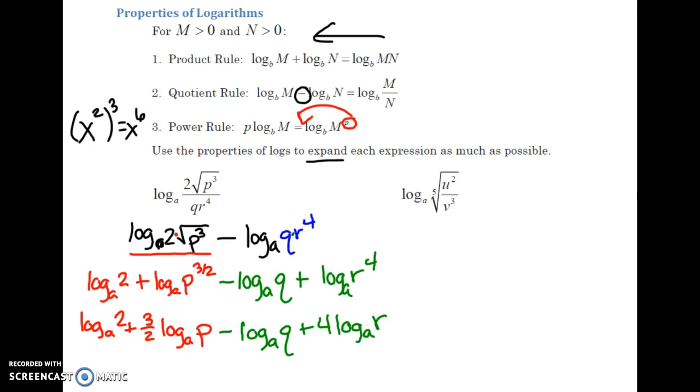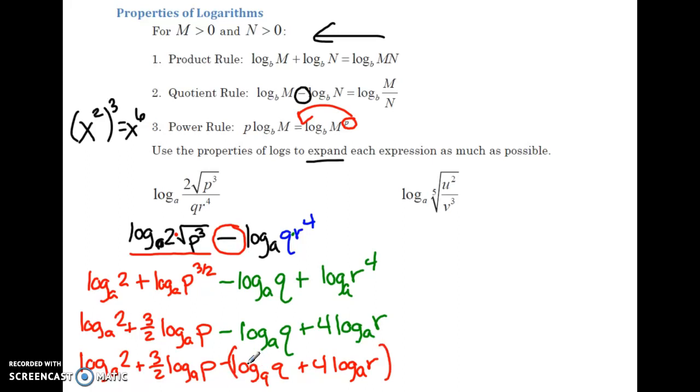Now I am not done, technically. This first part, we're done with that: log a 2 plus 3/2 log a p. I'm not done because from the beginning, we were subtracting all of this. So I have my subtraction here, and then log a q plus 4 log a r. I need to use parentheses, because I first need to put these back together, then do subtraction. So when you do this, make sure you use parentheses. All right, I'm going to do a part 2 for the next problem.